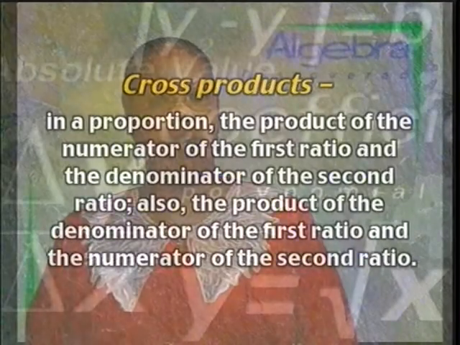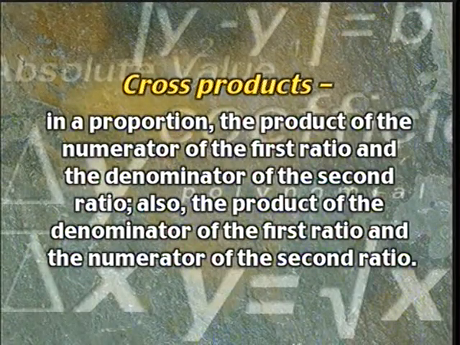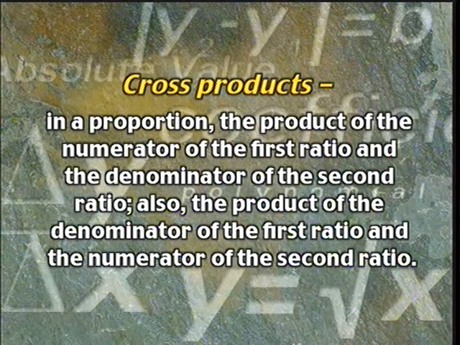A numerical proportion can be solved using cross products. Cross products are, in a proportion, the product of the numerator of the first ratio and the denominator of the second ratio, also the product of the denominator of the first ratio and the numerator of the second ratio. The results of these products are equal.